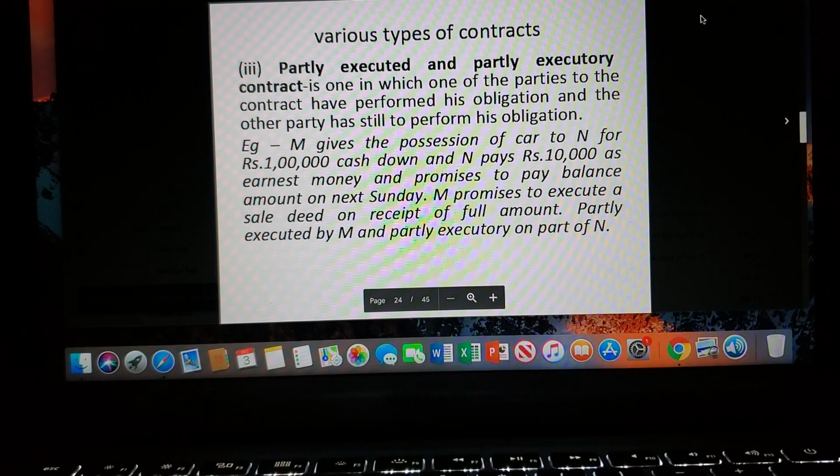Example, M gives the possession of a car to N for rupees 1 lakh cash down, and N pays rupees 10,000 as an earnest money and promises to pay the balance amount on next Sunday. M promises to execute a sale deed on receipt of full amount. Partly executed by M and partly executory on part of N.